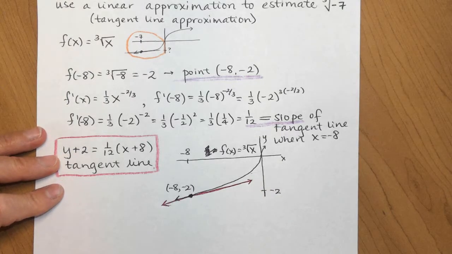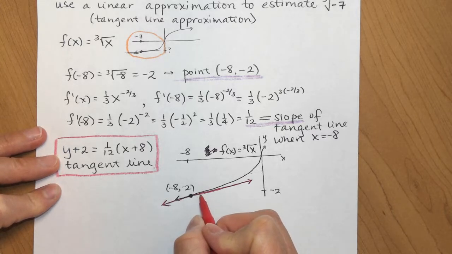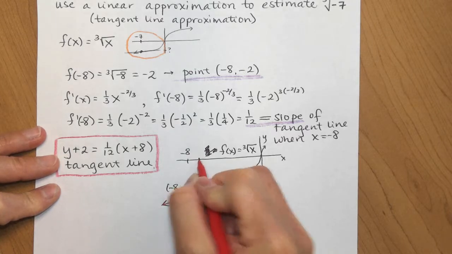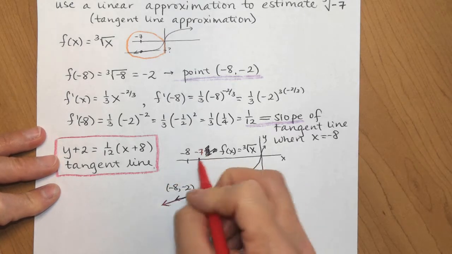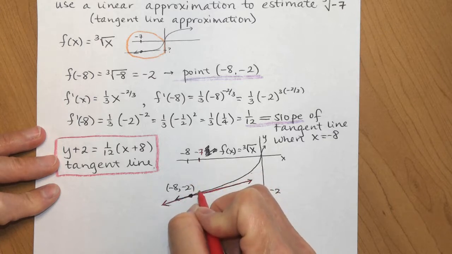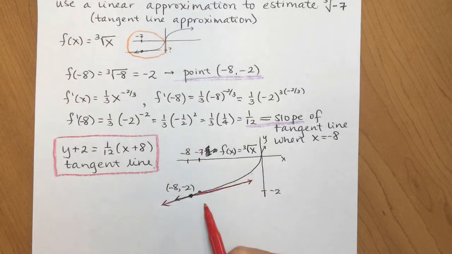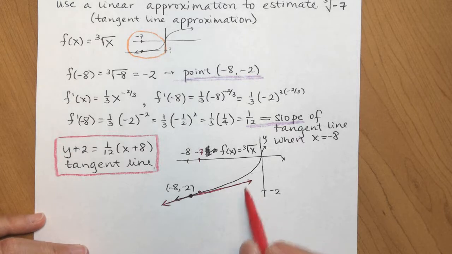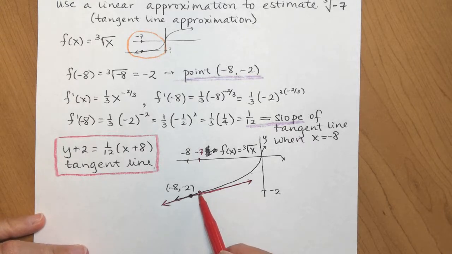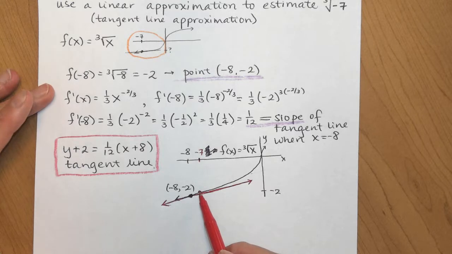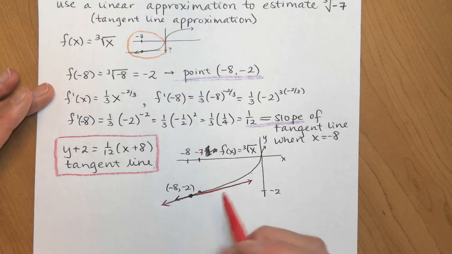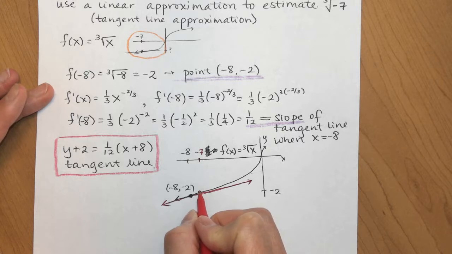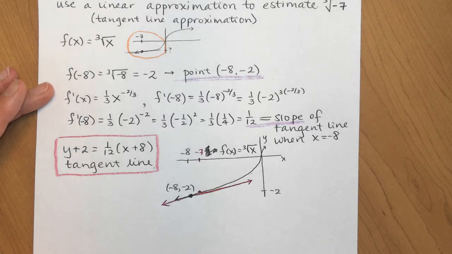And what a linear approximation says is this tangent line is really close to the graph at our target value. This tangent line is really close to the graph when x is -7. You can see it's going to be a little bit below the graph. Okay, a little bit below the graph. And so, while it's not going to give us the exact value, it's going to give us an approximation of what the cube root of -7 is, because it's really close to the graph at that point.